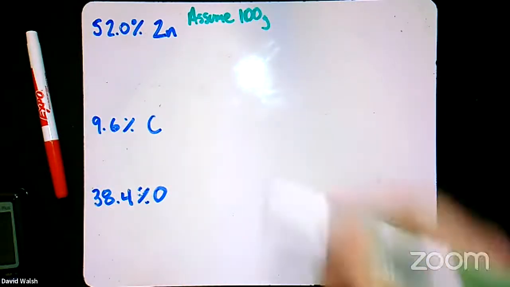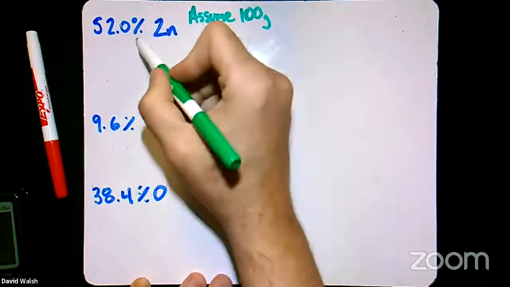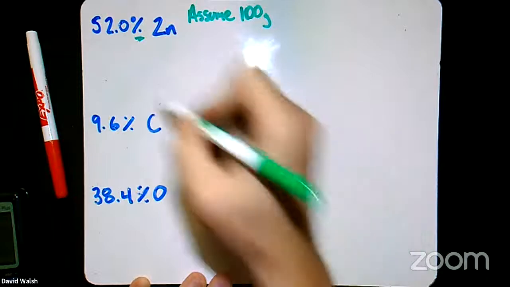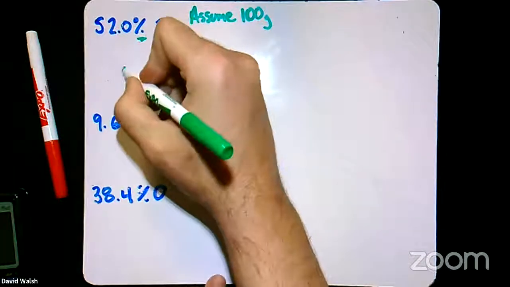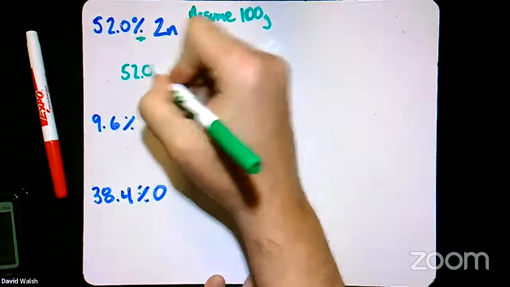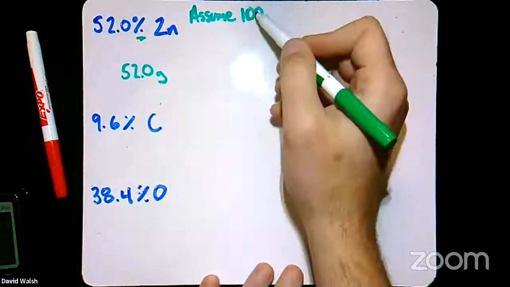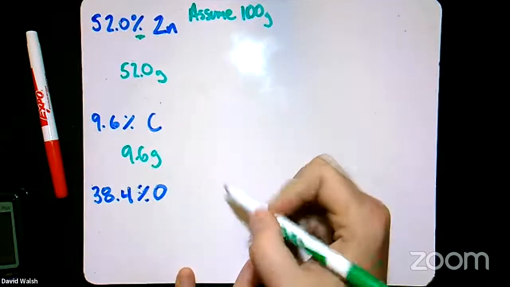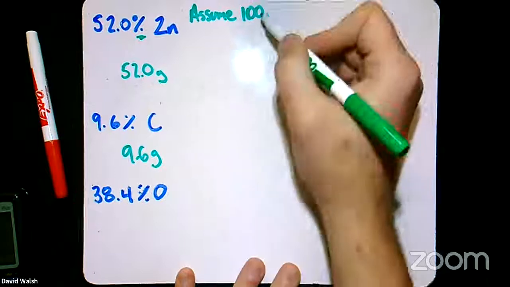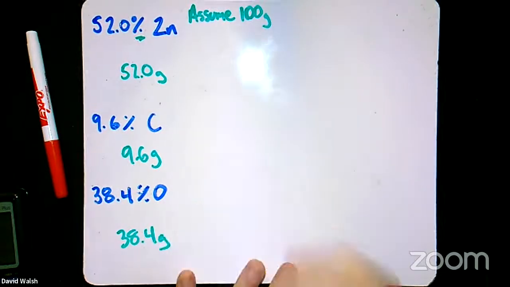We assume 100 grams. By doing that, this converts super straightforwardly from a percentage to the unit grams. So it's 52.0 grams. 9.6% of 100 is 9.6 grams. 38.4% of 100 is 38.4 grams. Okay.